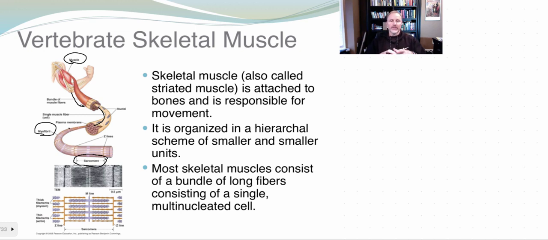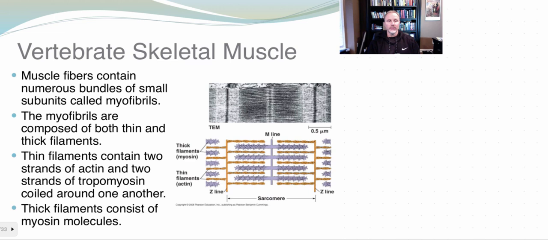And the skeletal muscle is usually a single cell with a bunch of different nuclei in it. It's a multinucleated cell, and it's going to carry out the various functions of the cell, which is movement largely, okay. So these small units called myofibrils consist of thin and thick filaments, okay?